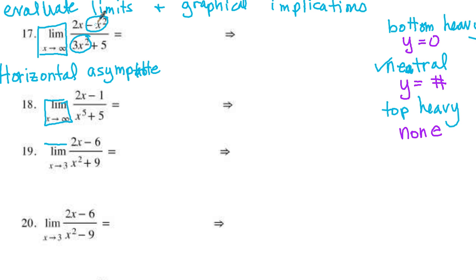So we look at the coefficients. So we have a -1 coefficient on top and a +3 coefficient on the bottom. So the limit is basically going to be -1/3. Which means you're going to have a horizontal asymptote at y equals -1/3.